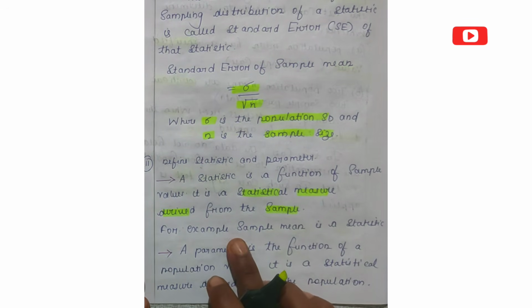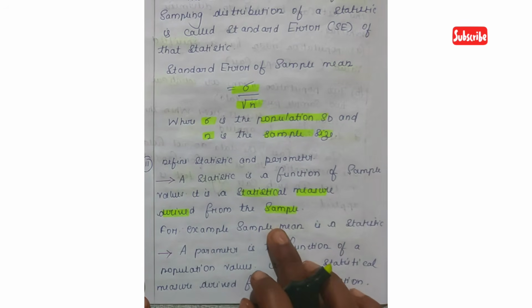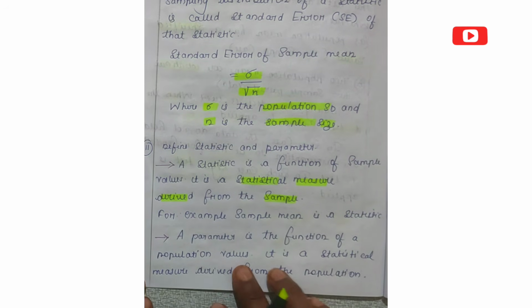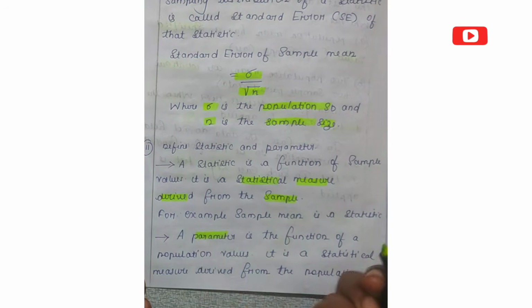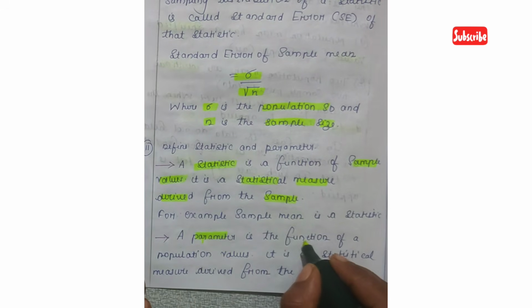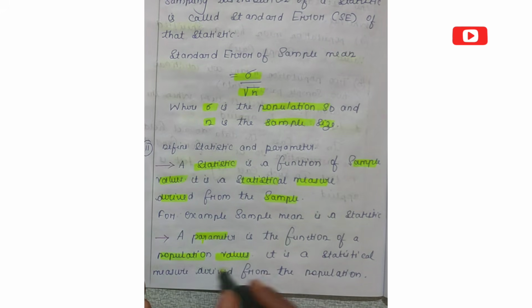For example, sample mean is a statistic. Parameter is the function of population values. So function of population values is a parameter. Function of sample values is a statistic, and function of population values is a parameter. It is a statistical measure derived from the population.